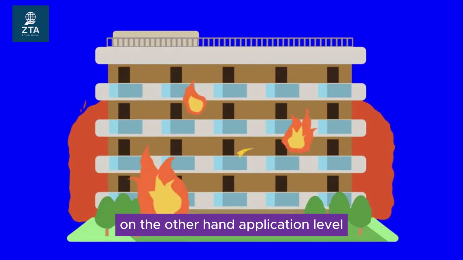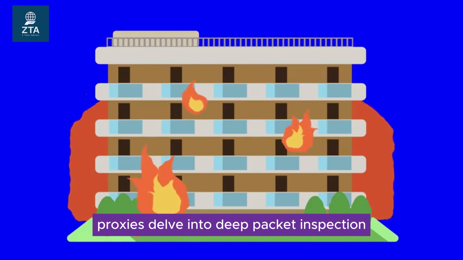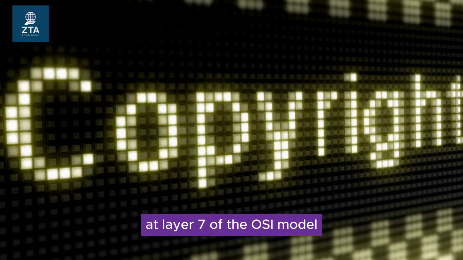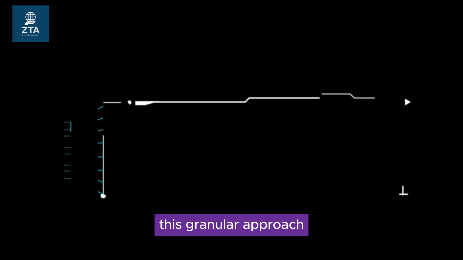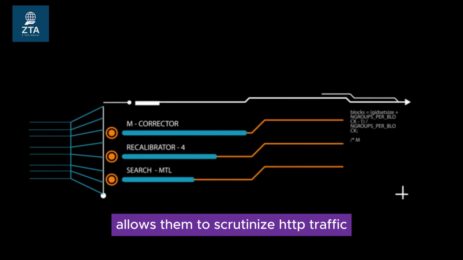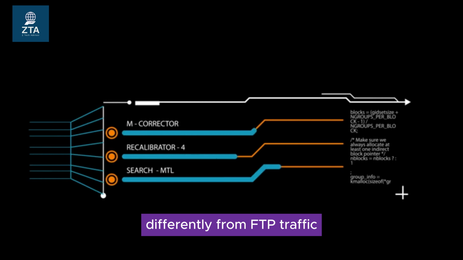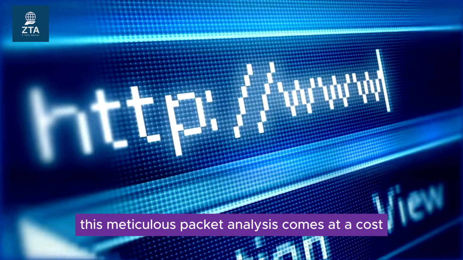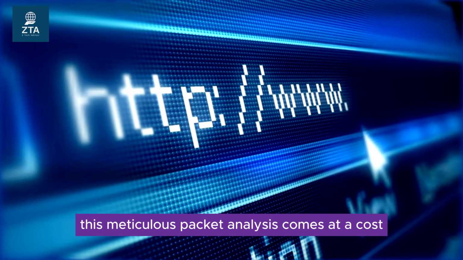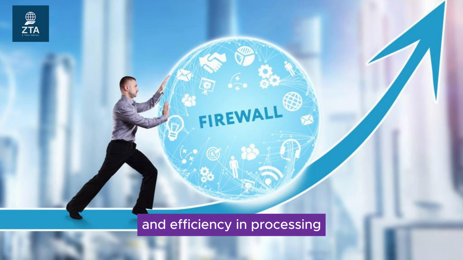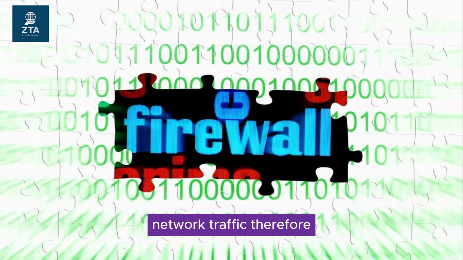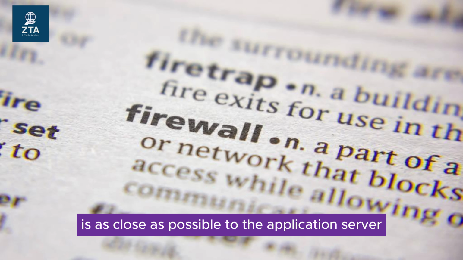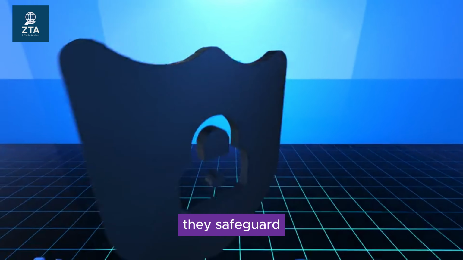On the other hand, application-level proxies delve into deep packet inspection, functioning uniquely for various applications at layer 7 of the OSI model. This granular approach allows them to scrutinize HTTP traffic differently from FTP traffic, for instance. However, this meticulous packet analysis comes at a cost, impacting the firewall's performance and efficiency in processing network traffic. Therefore, optimal placement for application-level proxies is as close as possible to the application server they safeguard.